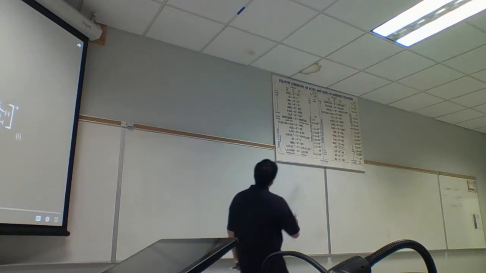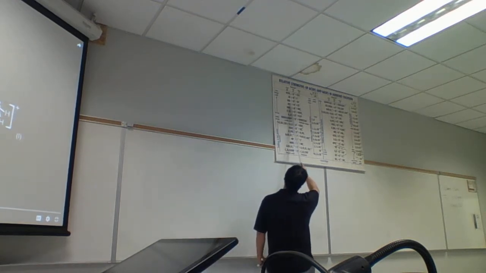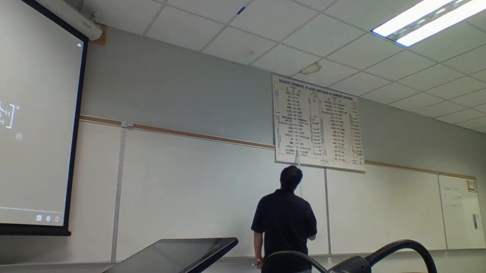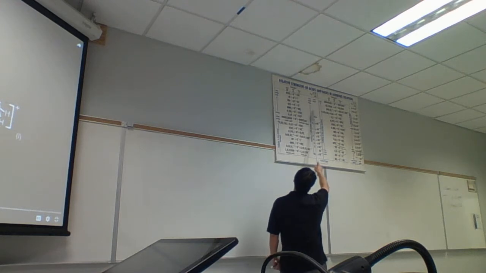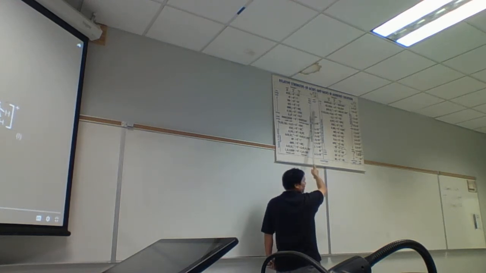When we go over to the chart, we have the ionization or hydrolysis. It's written as ionization here because it just takes up less space, but in reality it would be hydrolysis. Then we go over to the column on the right, which shows the Ka value. So what is the Ka value for HCl?